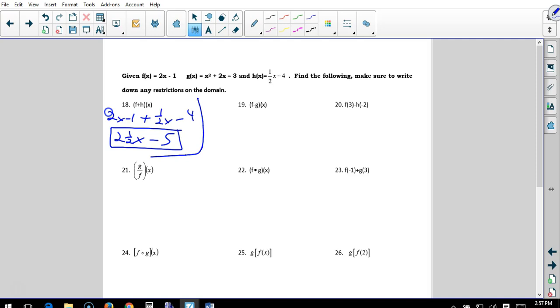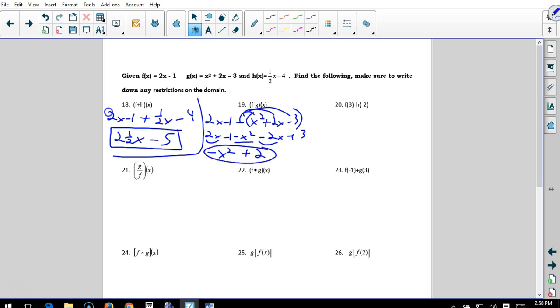Number 19, we're going to subtract f minus g. So that's 2x minus 1. Parentheses don't matter here. But they do matter for this part because we're distributing the negative side. When we distribute that, it's going to become negative, negative, positive. 2x minus 1 minus x squared minus 2x plus 3. Put the negative x squared first, then go in descending order. We have 2x minus 2x, so they cancel. And then we have 3 minus 1, which is 2. That's it.